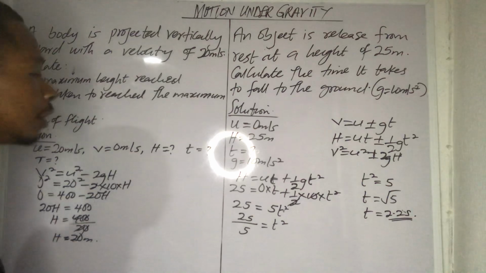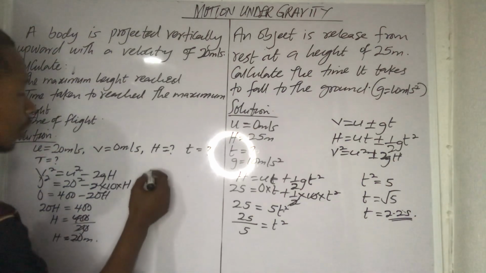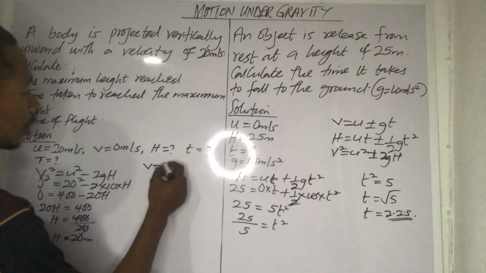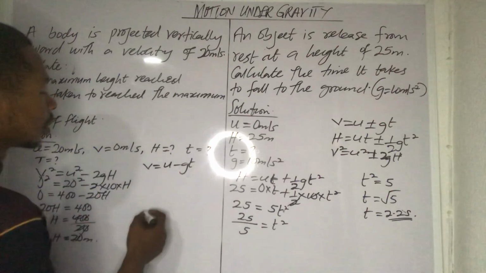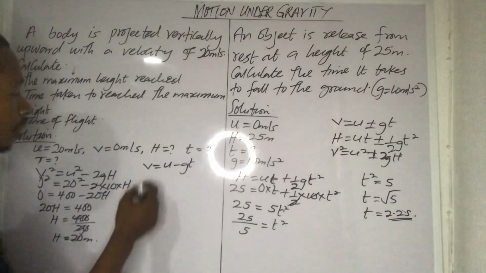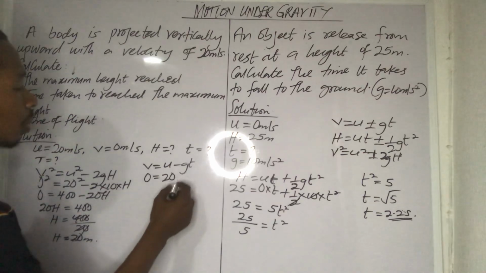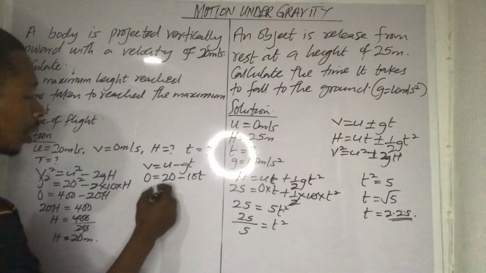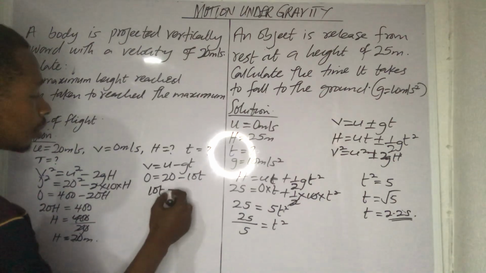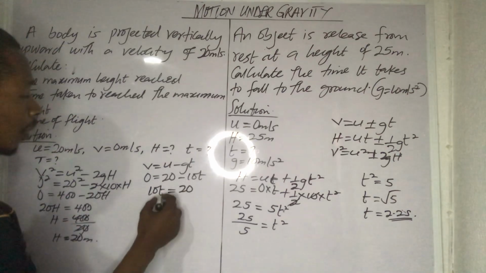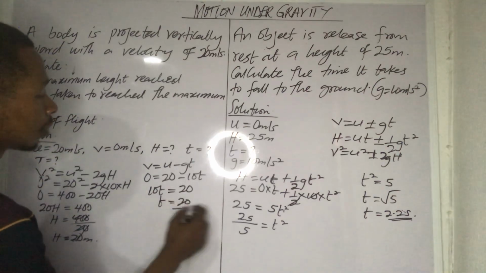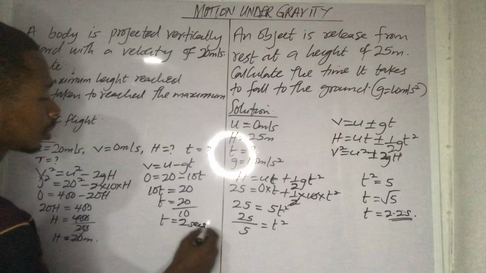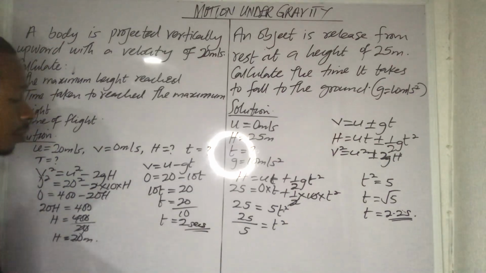Then to get my t, the time taken to reach the maximum height, I use equation 1: v is equal to u minus gt. You have the 0 here, so 0 is equal to 20 minus 10t. Collecting like terms, 10t will come here, so 10t is equal to 20. Divide both sides by 10. You have 20 over 10, then my t is 2 seconds. So the time taken is 2 seconds.